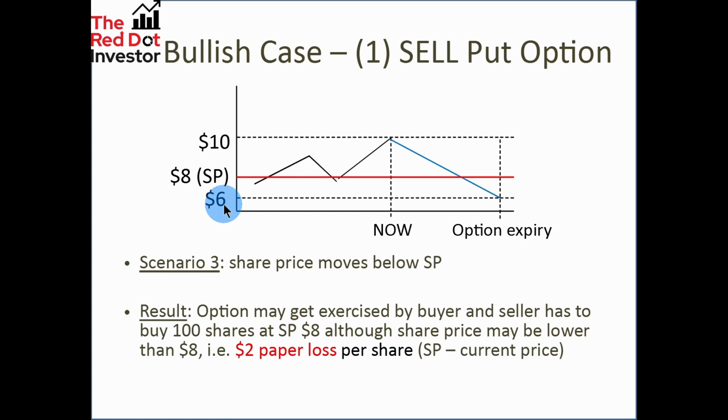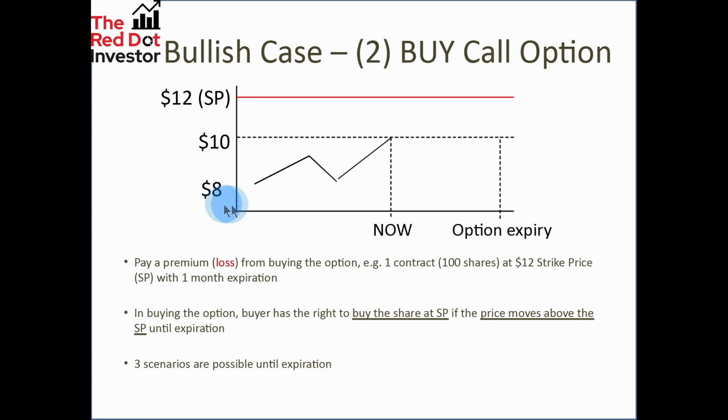Now, if that is clear, I will move on to the second possible option, which is in a bullish case, we can actually buy a call option. And what does this mean? As a buyer, I will pay a premium, which means I actually sustain an initial loss from buying the option. Again, we use the example of one contract equates to 100 shares. So I enter into one contract at $12 strike price with a 1-month expiration.